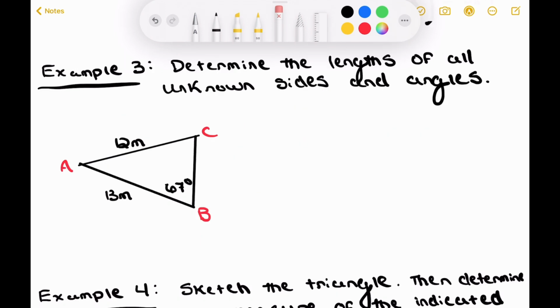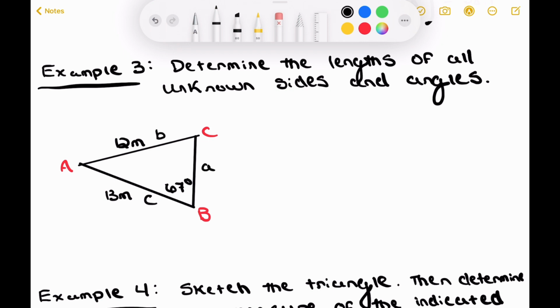Okay, and now on example 3 here, it says determine the lengths of all unknown sides and angles. So what we're going to have to do is a multi-step process of either solving for angles first or solving for side lengths first, and then using that information to solve for the rest. The information we do know right away is the angle of B and the side length of B, and we also know the side length of C, because according to our side lengths across from our vertices, C is on this side, B is on this side, and A is on this side.